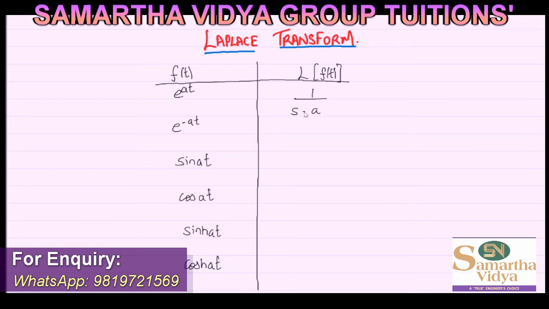s minus a. E raised to minus at, it's going to be 1 upon s plus a. The Laplace of sin at is nothing but a upon s square plus a square. The Laplace of cos is s upon s square plus a square. The Laplace of the hyperbolic sine is nothing but the same as your sine, the only difference being a minus sign. So it is a upon s square minus a square, and similarly for the hyperbolic cos, it is s upon s square minus a square.